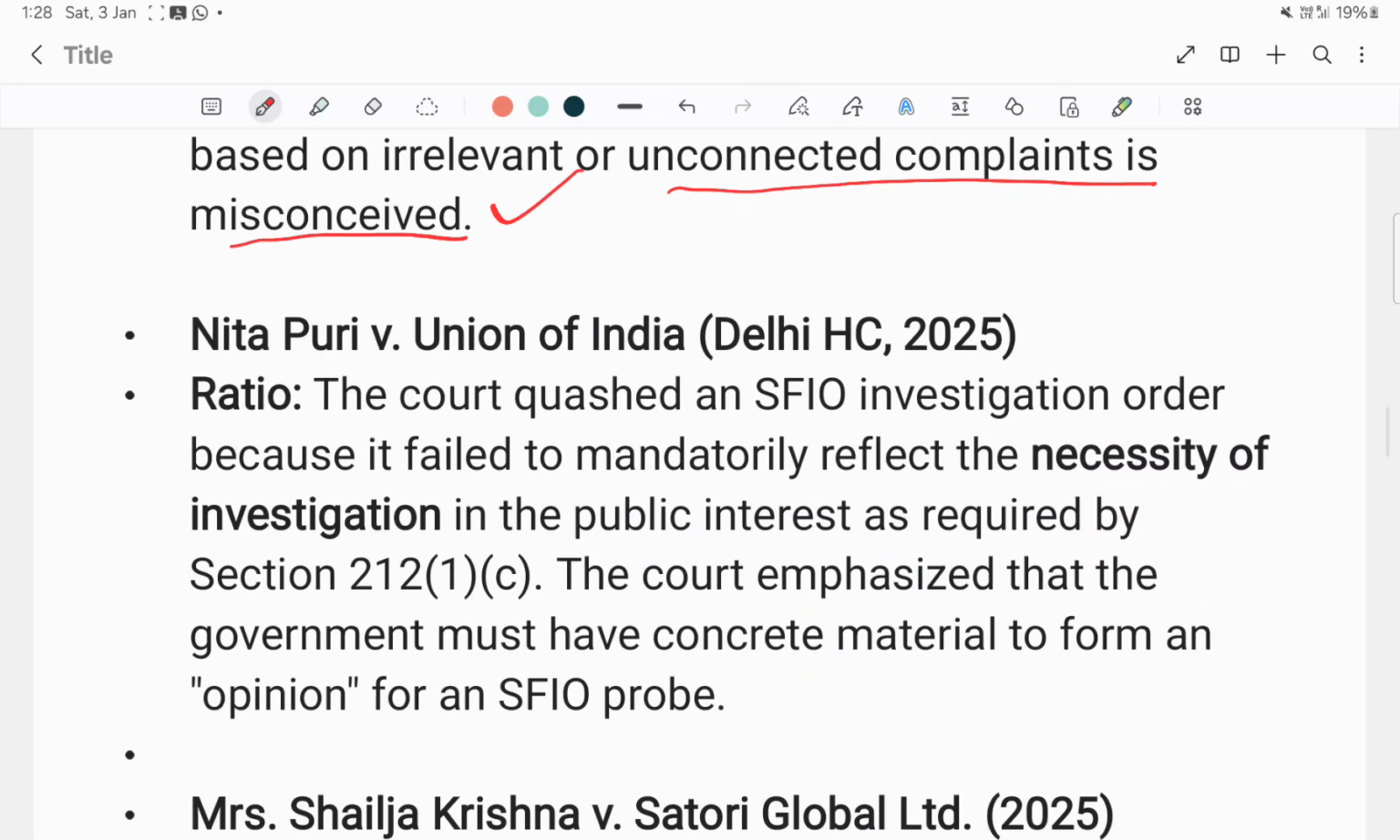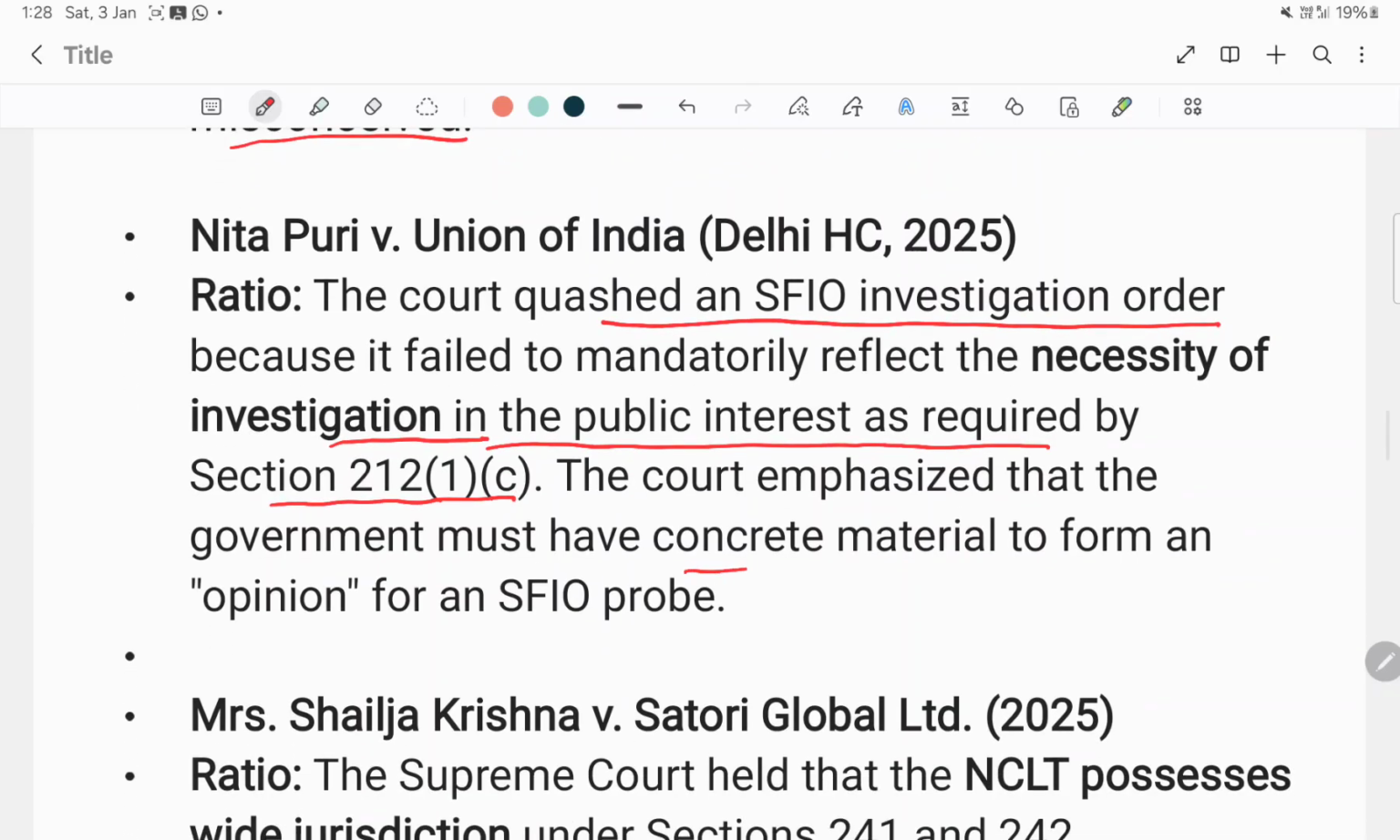Thereafter, Neeta Puri versus Union of India. In this case, the court quashed the SFIO investigation order because it failed to mandatorily reflect the necessity of investigation in the public interest as required under Section 212, Sub-section 1, Clause C. The court emphasized that the government must have concrete material to form an opinion for an SFIO probe.